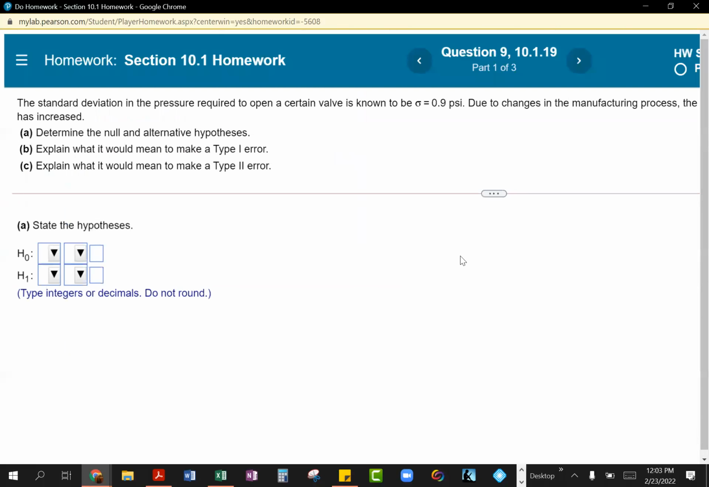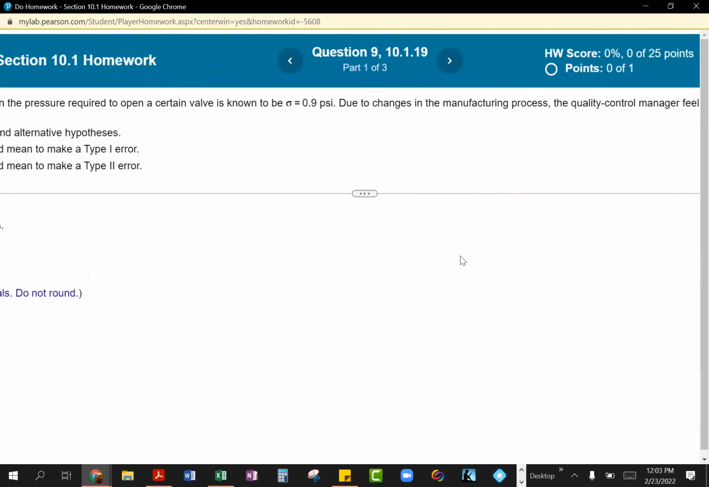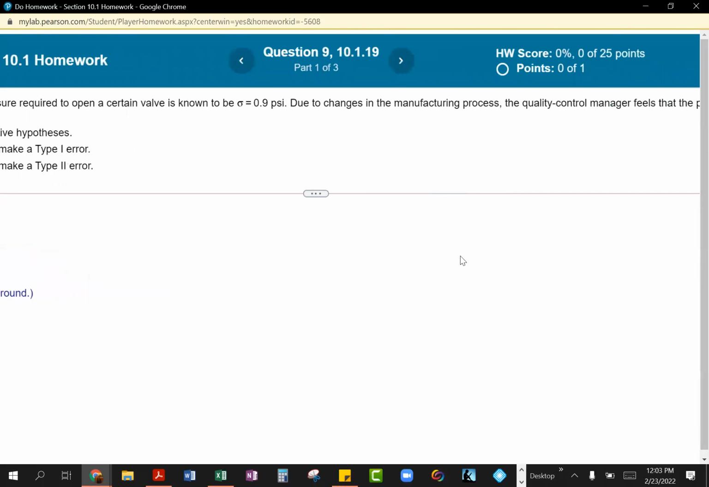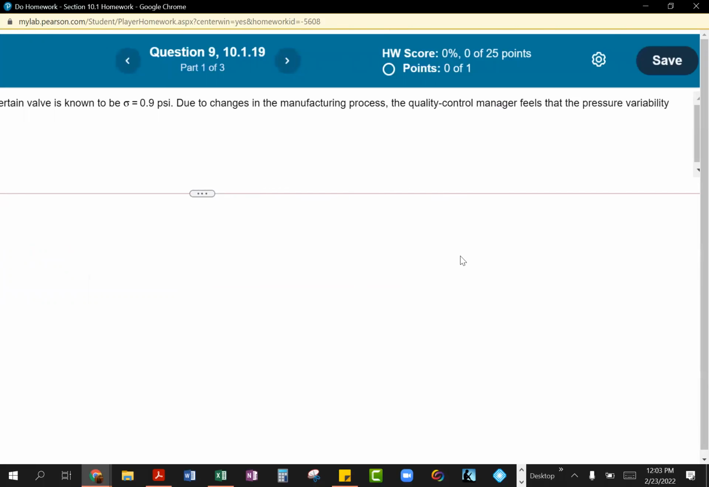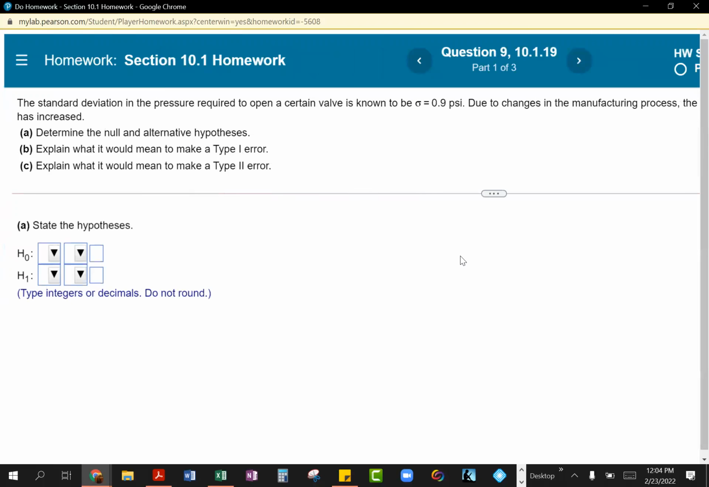So this one is saying the standard deviation in the pressure required to open a certain valve is known to be 0.9 PSI, and that's of course your sigma symbol. They're saying due to changes in the manufacturing process, the quality control manager feels that the pressure variability has increased.